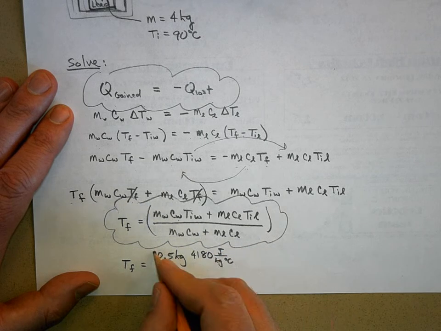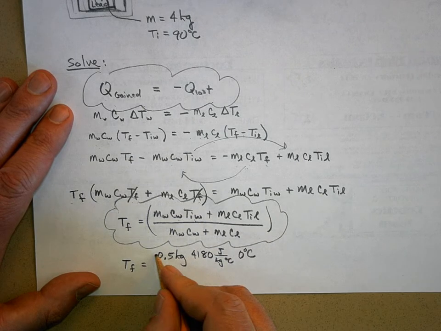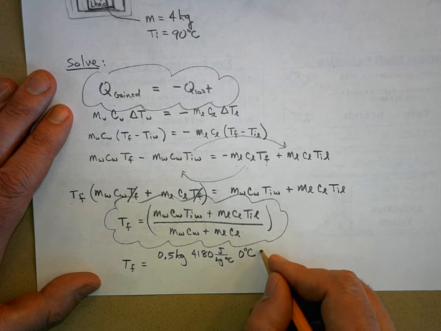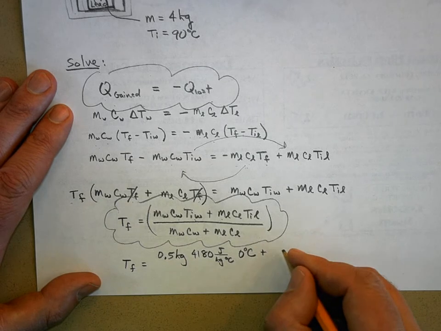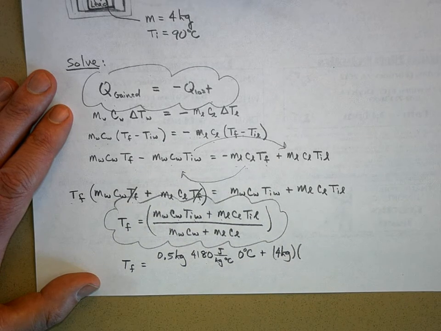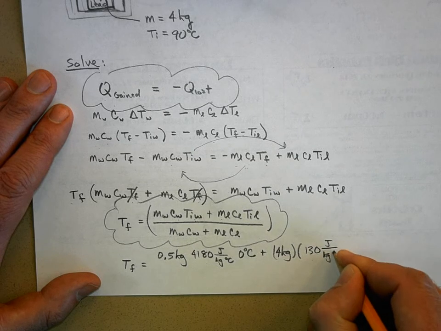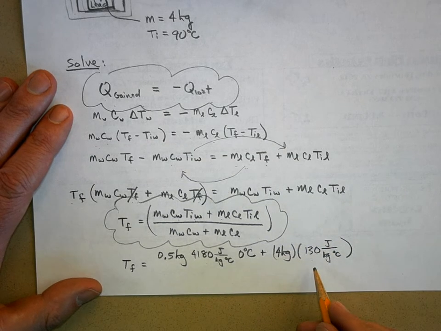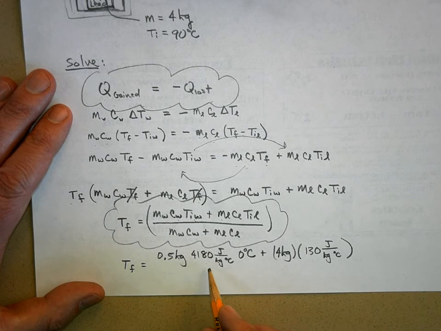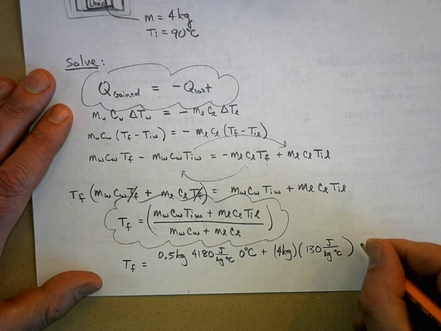Now, what was the initial temperature of the water? 0 degrees Celsius. So that whole thing's going to go away. Plus the mass of the lead, the specific heat of lead. Now, if you look that up, it's only 130 joules per kilogram degrees Celsius. Look, lead is easy to heat up compared to water. I need 4,180 joules of energy to heat up 1 kilogram by 1 degree Celsius of water. Lead, I only need 130 joules. Way less. So it's easy to heat up lead. Now, the initial temperature of the lead was 90 degrees.